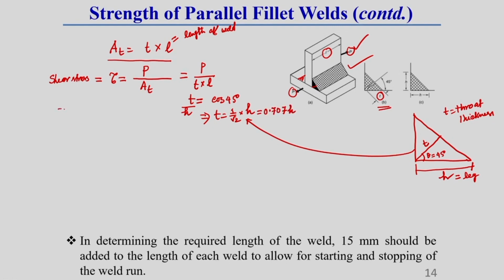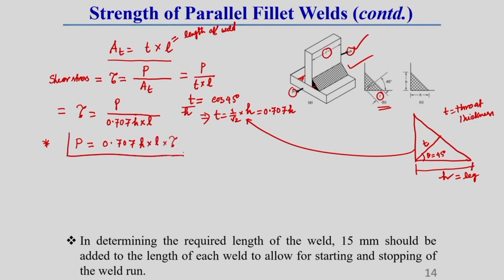So, here what we are getting, the shear stress in a fillet will be tau equal to P divided by 0.707 H into L, correct. This you can get from this equation. So, what is the strength equation of this parallel fillet weld? The strength equation of this parallel fillet weld we can write as P is equal to 0.707 H into L into tau. This is called the strength equation of a parallel fillet weld.